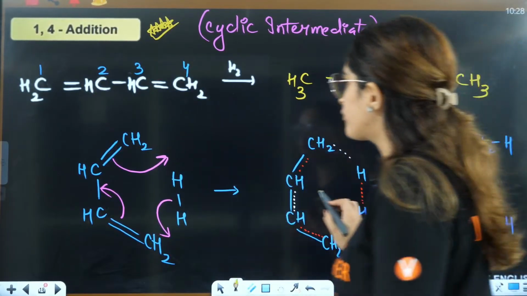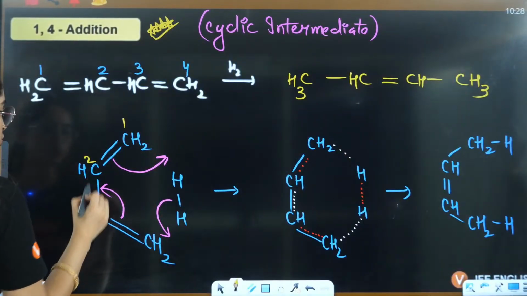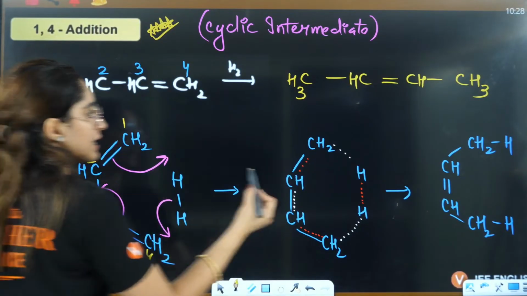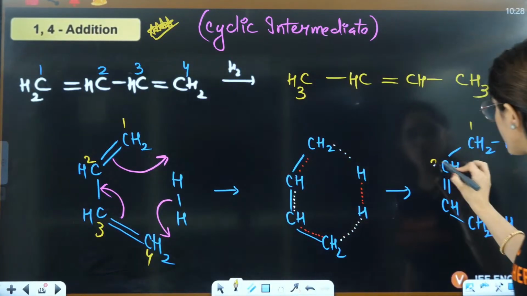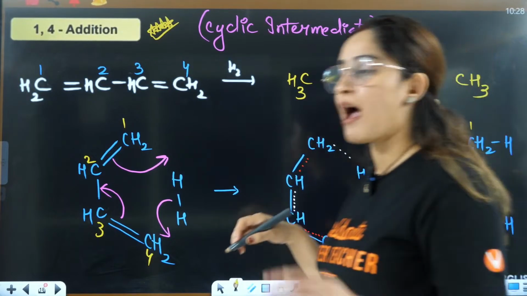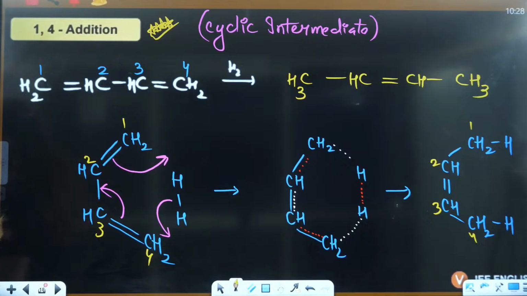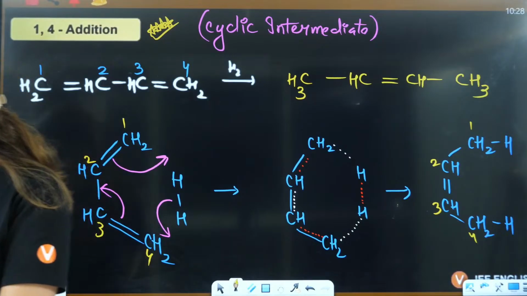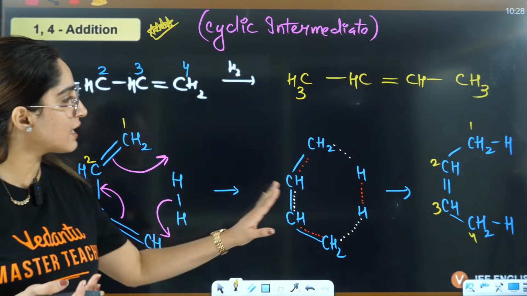Can you see 1,4 addition? 1, 2, 3, 4. Right? Here 1, 2, 3, 4. Right? In the 1 and 4th position you have added the hydrogen here. Right? Okay. Tell me, is that clear how it is happening?